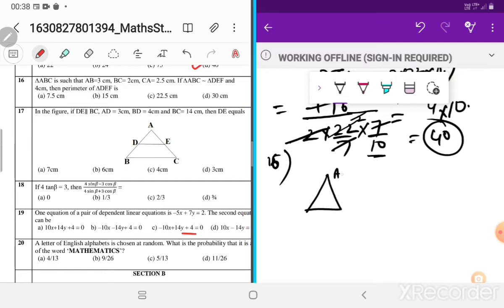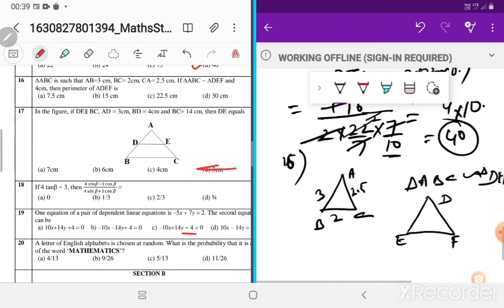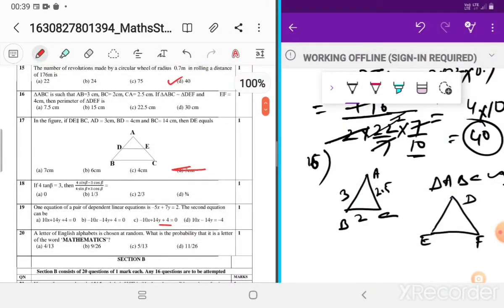We have two triangles. Triangle ABC: AB is 3 centimeter, BC is 2 centimeter, and CA is 2.5 centimeter. And what is given? Triangle ABC is similar to triangle DEF. There are two triangles, and these two triangles are similar. There is one more triangle, that is DEF. I'll show you. See, this side EF is given, that is 4 centimeter.